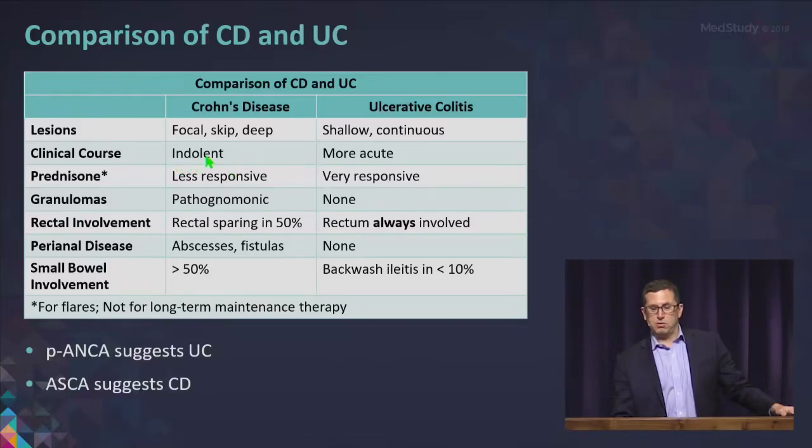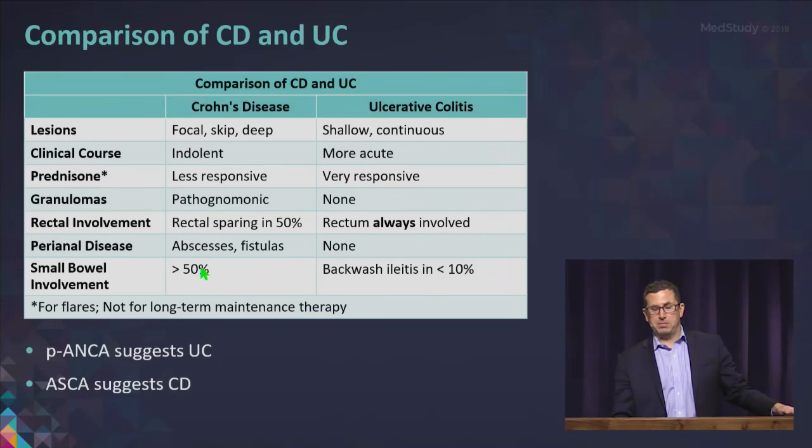Clinical course, a lot of time Crohn's is more indolent and ulcerative colitis is more acute, meaning that people present quickly with diarrhea and blood in their stool. Granulomas are pathognomonic for Crohn's disease, but unfortunately not always seen. Granulomas are not seen in ulcerative colitis. The rectum is not always involved in Crohn's disease, but it is always involved in ulcerative colitis. Perianal disease is typical in Crohn's disease, so abscesses and fistulas, whereas this is not seen in ulcerative colitis.